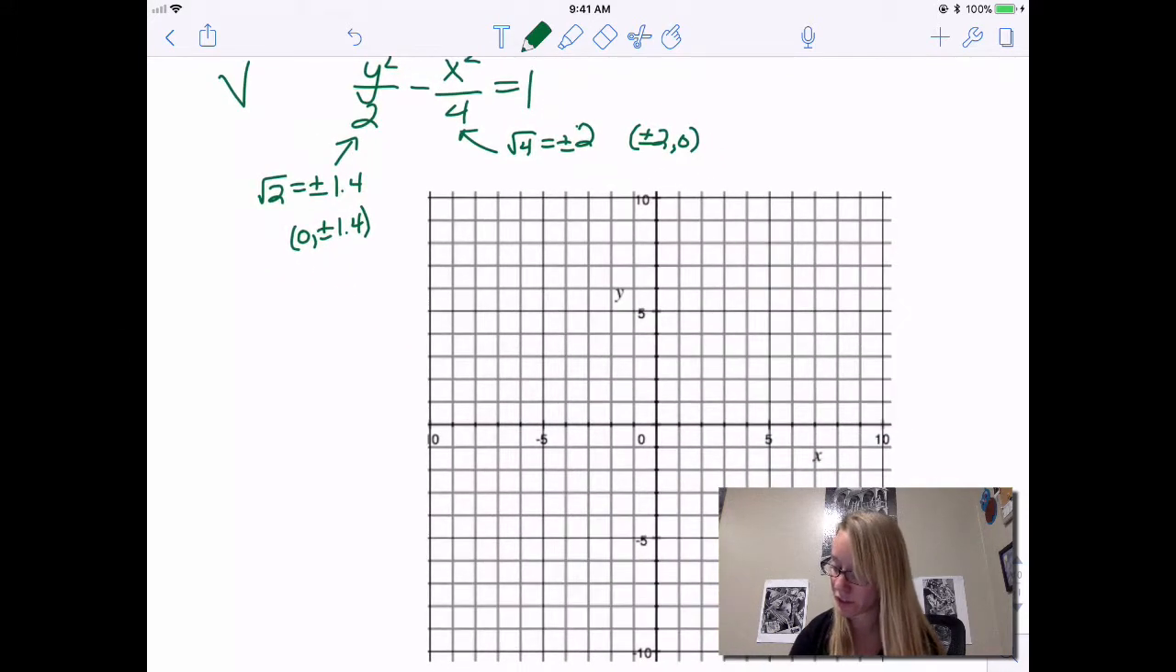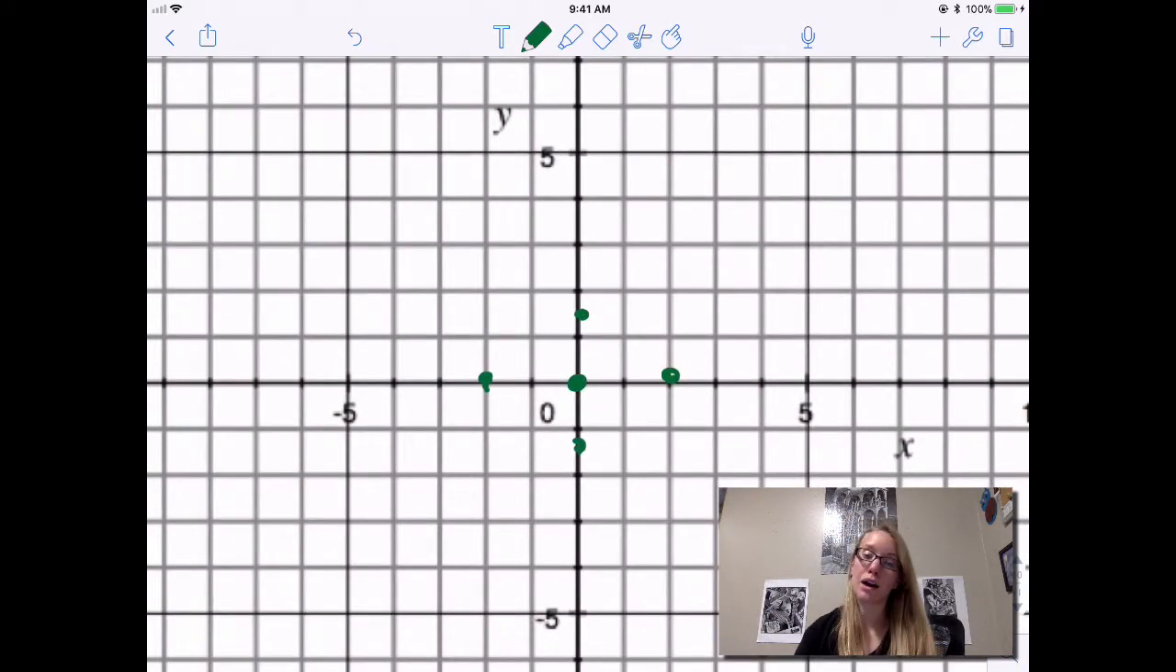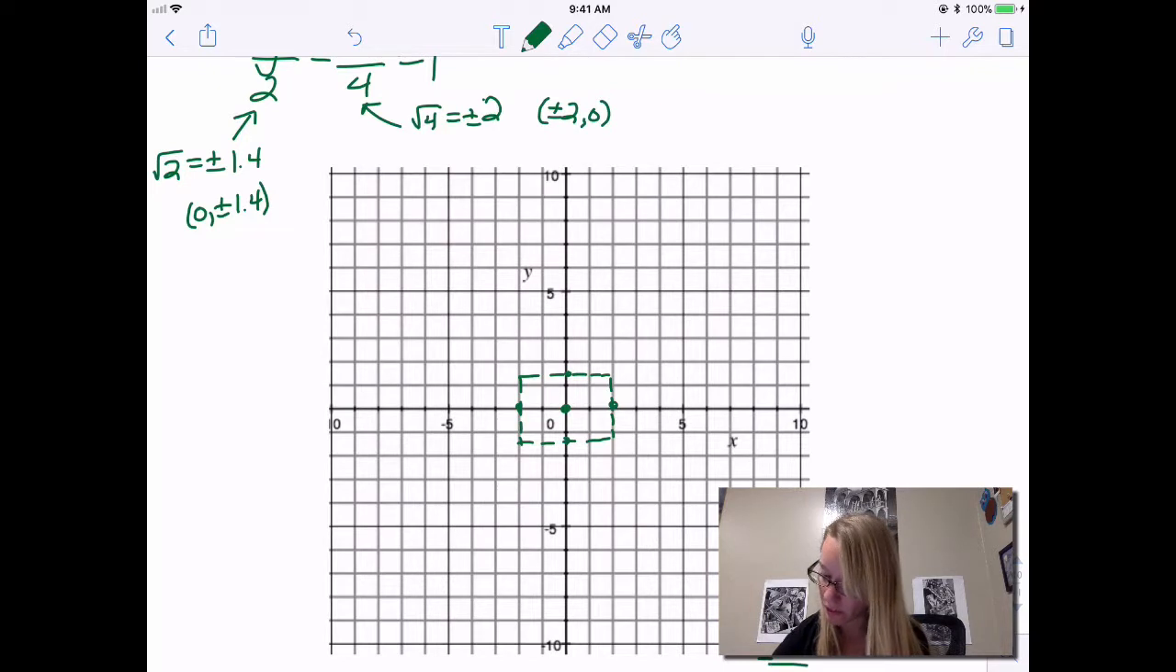Okay, so we start at 0, 0. And then up or down we go 1.4. Right and left we go 2. And then drawing your box, you can still draw your box even though they're not on nice grid lines. Just go ahead and draw the box like so. It's kind of a little box this time. And then make your big asymptotes. Okay, the asymptotes still stretch over the whole graph, even though our box is pretty small.